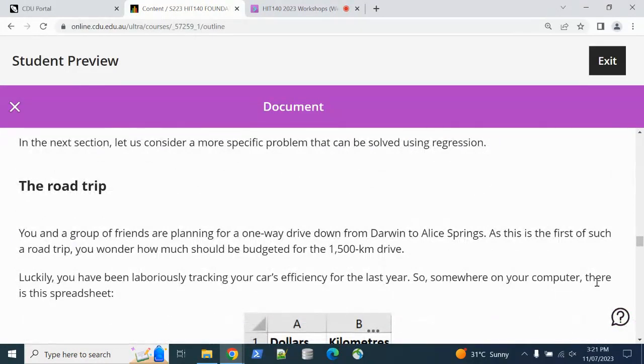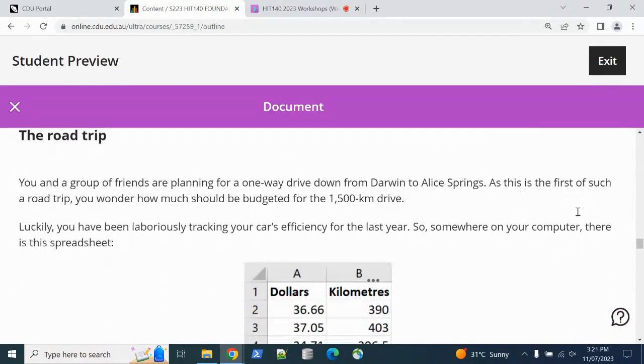To make things slightly more practical, let's consider this example. We will revisit this example next week through the practical, but I'm just going to introduce this case study. The road trip. You and a group of friends are planning a one-way drive from Darwin to Alice Springs. As this is your first such road trip, you've never driven to Alice Springs before, and you wonder how much should be budgeted for the 1,500 kilometer drive.